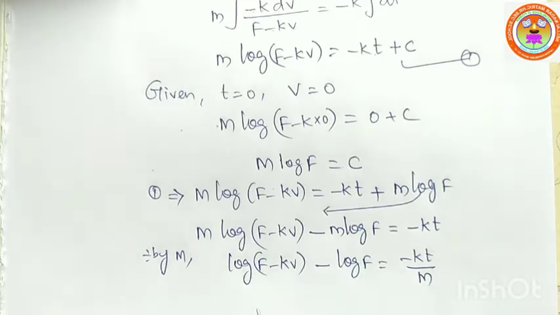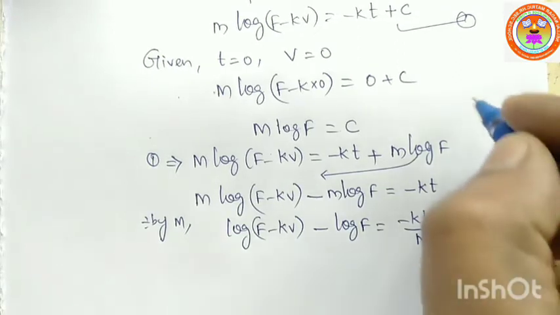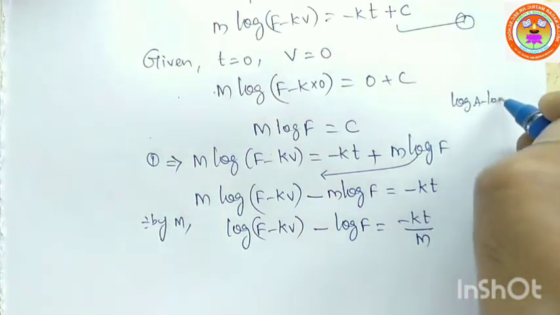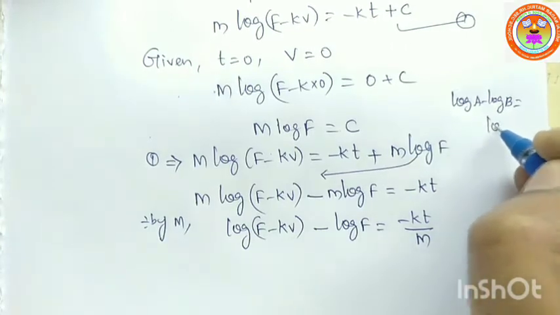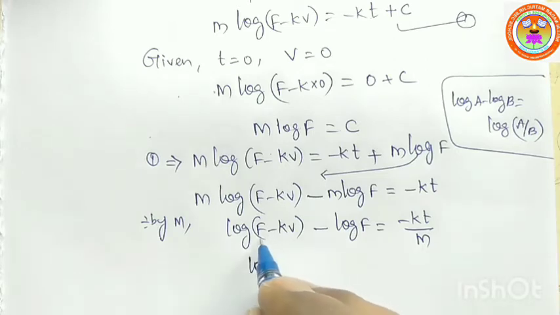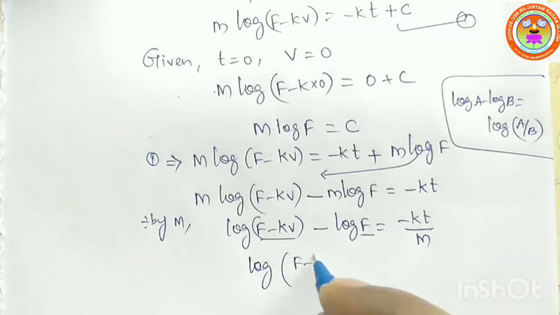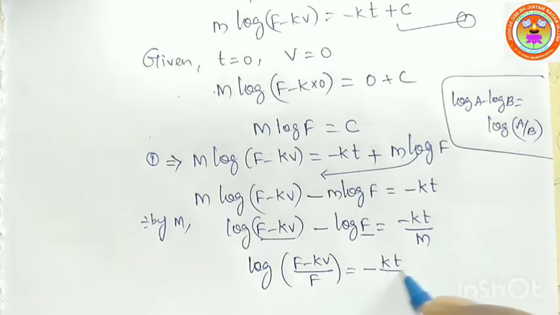Now, we know very well log A minus log B is log of A by B. So we can express these terms. See, log of this is our A, this one is our B. So log A minus log B is log of A by B. That is log of f minus kv by f, which is equal to minus kt by m.